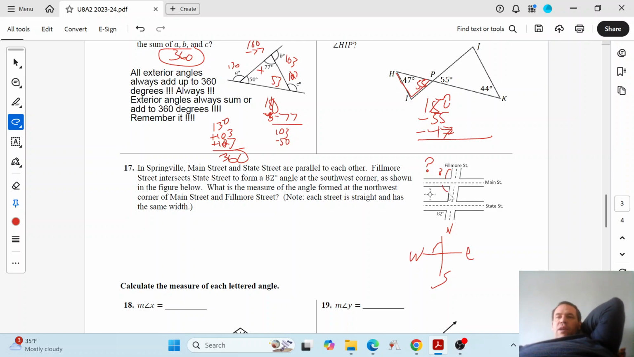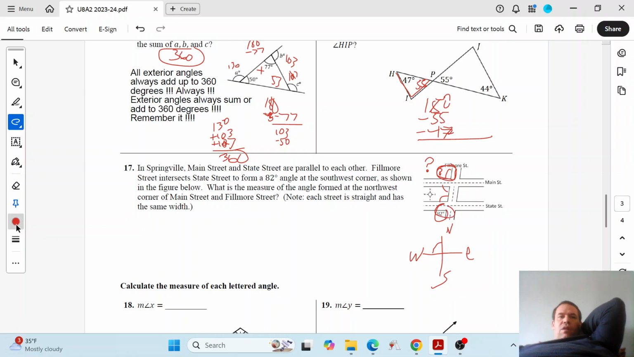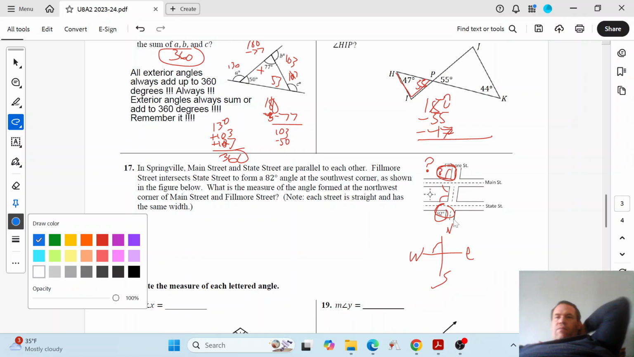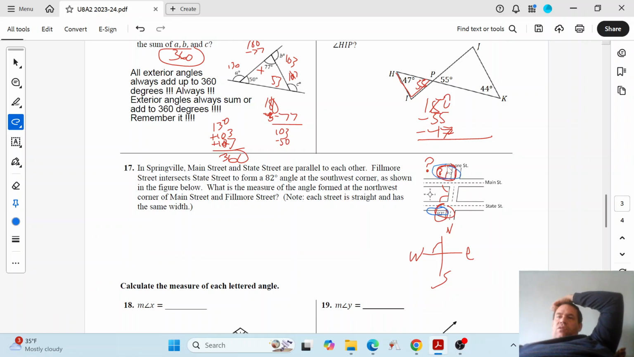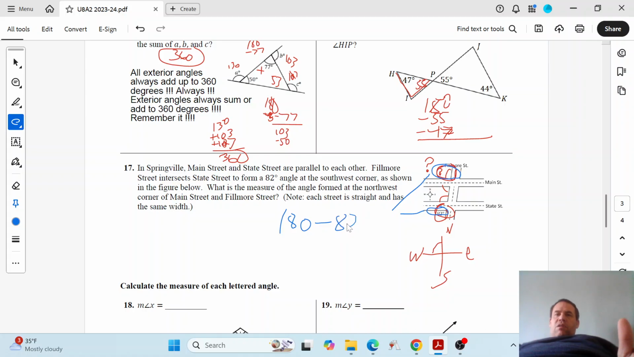And so if these two angles are equal to 180, that means that these two angles are equal to 180. Right? Different color to show it. Cool. So those two should equal 180 degrees. Okay, so that's just going to be 180 minus, wow, can I do that? Yep. So 180 minus 82. 180 minus 80 is 100, so 98.